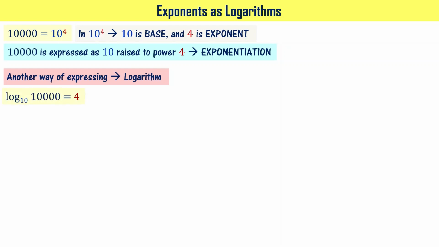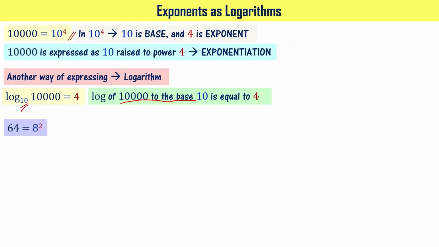Log 10,000 of base 10 equal to 4. This is how we express this relation. 10,000 equal to 10 power 4 can be written as log 10,000 of base 10 equal to 4. This is read as log of 10,000 to the base 10 is equal to 4. Here, the 10 is base, right?